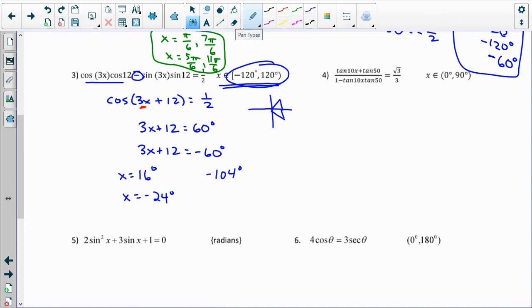Now, if I take negative 24 and I subtract 120, I'm going to be outside of my domain. But what if I add 120? So 120 minus 24 gives me 96. So I actually end up with 4 answers here that make this work. X equals 16 degrees, 96 degrees, negative 24 degrees, and negative 104 degrees.